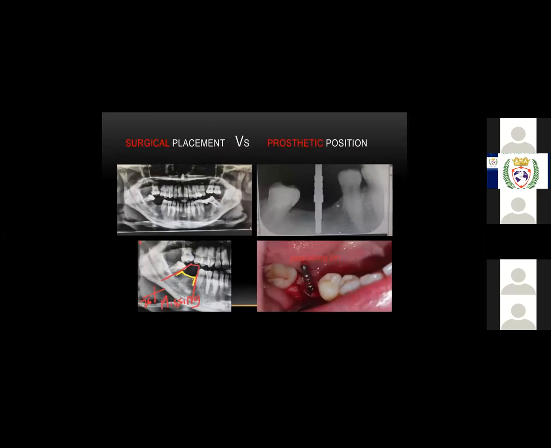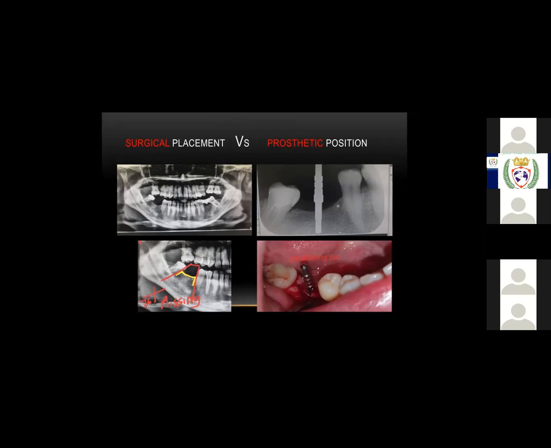Now, this is a very important case, which I wanted to put up for a discussion here. Surgical placement versus prosthetic position. We say implant dentistry is prosthetically driven, so we need to plan, and then we have to execute. Prosthetic planning, or pre-prosthetic planning, should come first, then the surgical intervention should go on.